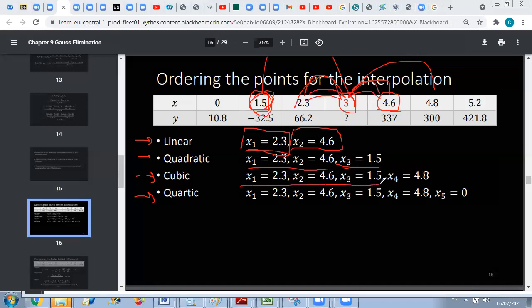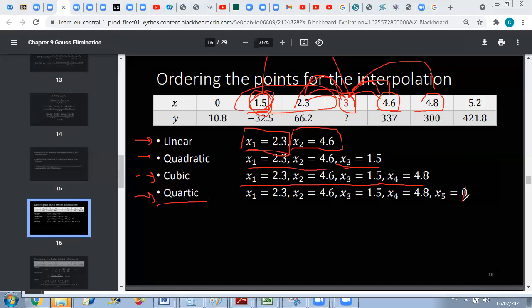Now if I want to do a cubic interpolation, x1, x2, x3 remain the same, and now I need a fourth point. It is compulsory, because I have 2 points on the left, I will select now the second point on the right, which is 4.8. Okay. Now if I want to do a quartic interpolation then I need a fifth point.